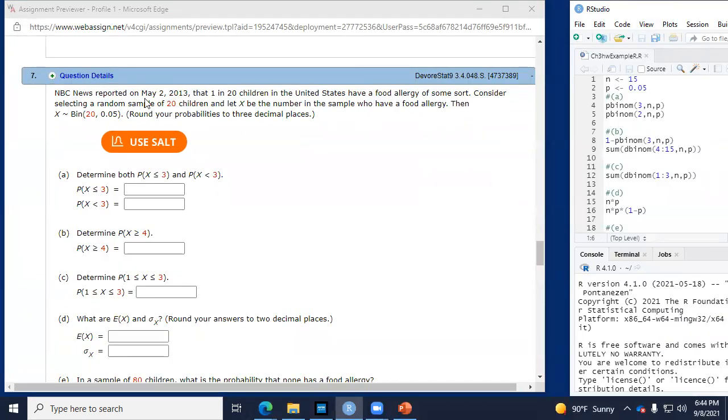So NBC News reported on this date that 1 out of 20 children in the United States have a food allergy of some sort. Consider selecting a random sample of 20 children and let X be the number in the sample who have a food allergy. Then X follows a binomial distribution with n equal to 20 and p equal to 0.05. So it gives you all the information you need. And it's asking about the probability of X less than or equal to 3.